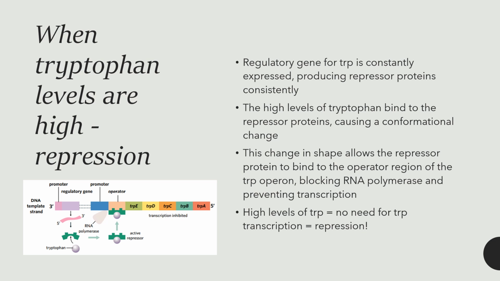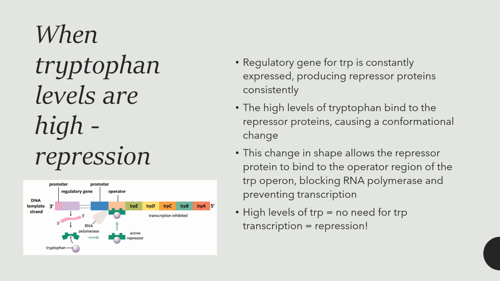So the first scenario I want to draw your attention to is when tryptophan levels are high in the prokaryote. That means that we have lots of tryptophan floating around. Because we have lots of tryptophan, we don't need to make any more tryptophan. That would be a waste of energy. So in this scenario we're going to repress. We're going to stop or repress transcription from happening in the first place because we've got enough tryptophan.